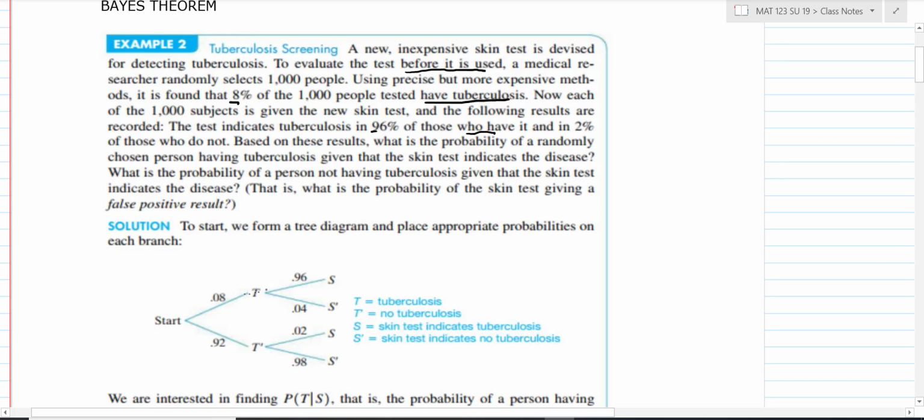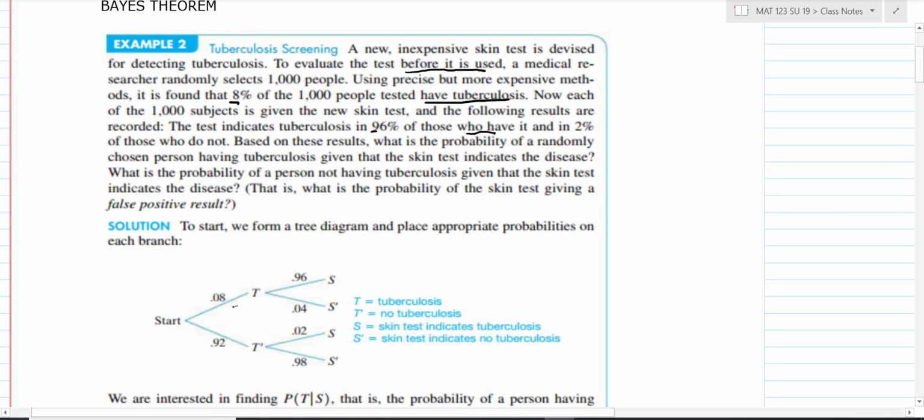What it's saying is the skin test shows 96% of those with tuberculosis have it, meaning 4% do not. And this is based on the skin test. So that's how that goes. And then it says 2% of those who do not. So out of those who don't have tuberculosis, the skin test shows that 2% have it. So that's what that says.